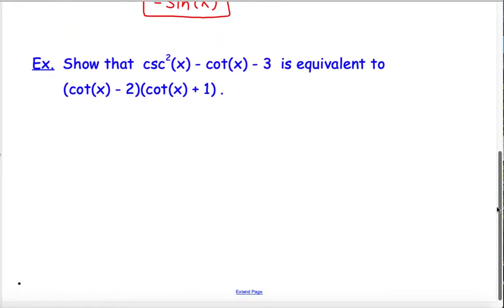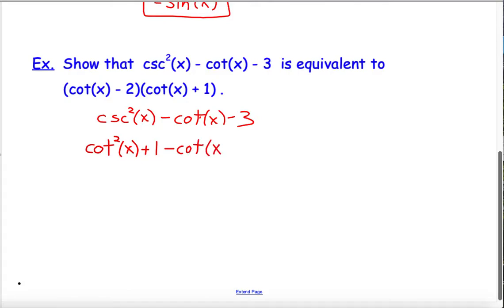So I'm going to go back here. And remember, I'm starting with cosecant squared of x minus cotangent of x minus 3. That expression. So let me replace cosecant squared with cotangent squared plus 1. And then I have minus a cotangent of x minus 3. I have some constants that I can combine, so let me write that. So I have a cotangent squared of x minus a cotangent of x minus 2.